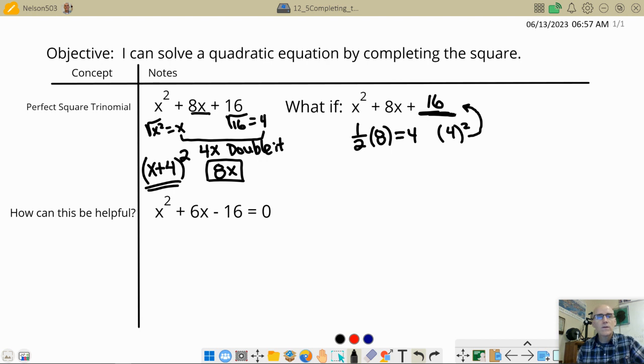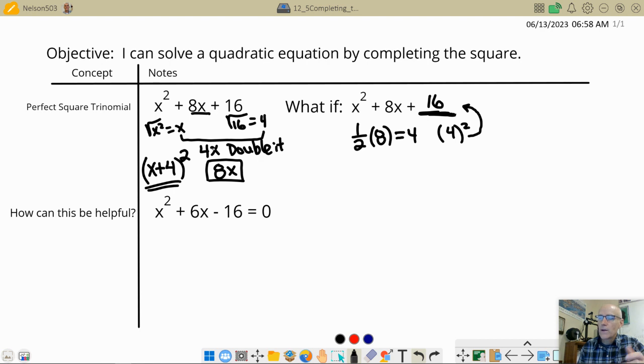Now, why does that work? Why are we taking half of 8? Do you remember how the last thing we did is we doubled the 4x to check to see if we had that middle term, 8x? It's because when you have a perfect square, you're going to have two of those middle terms after you expand this. You're going to have two of those middle terms that are identical to each other. So we want to take half of that. In other words, we want to get back to the half mark, if you will.